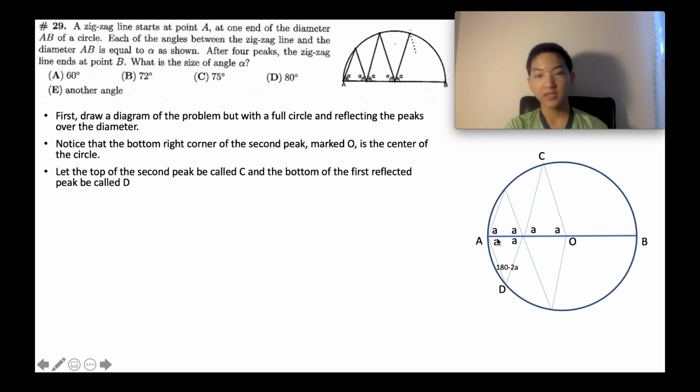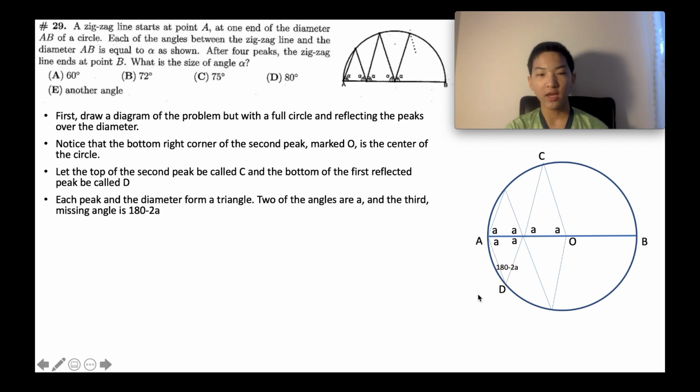So let the top of the second peak be called C, and the bottom of the first reflected peak be called D. In this case, the first reflected peak would be this peak right here. And then the top of that peak, or the bottom of that peak, it'd be more of a valley than a peak, but the bottom of it would be D.